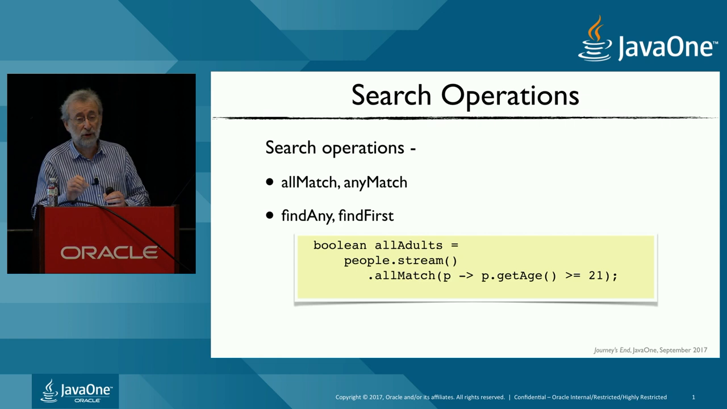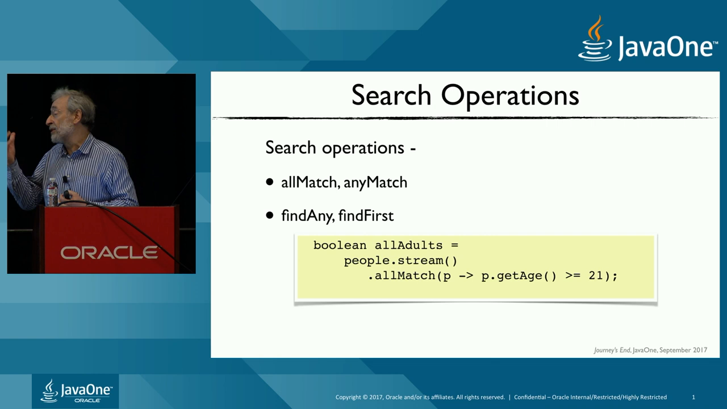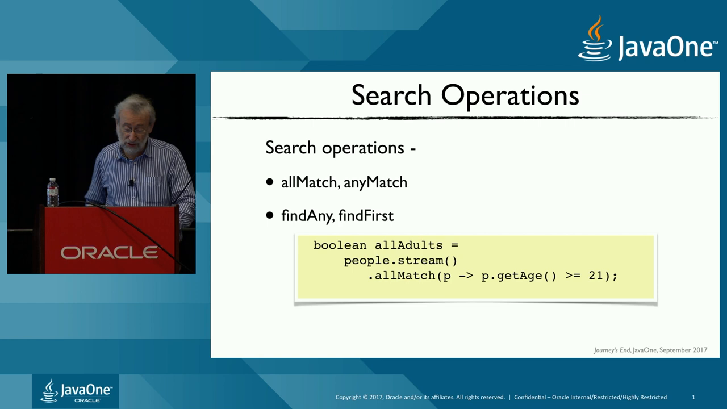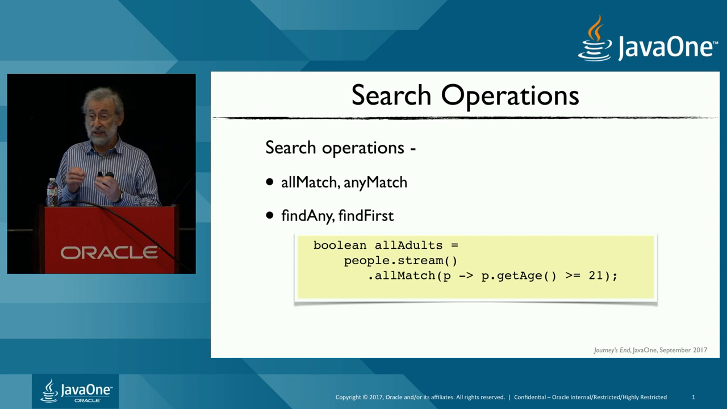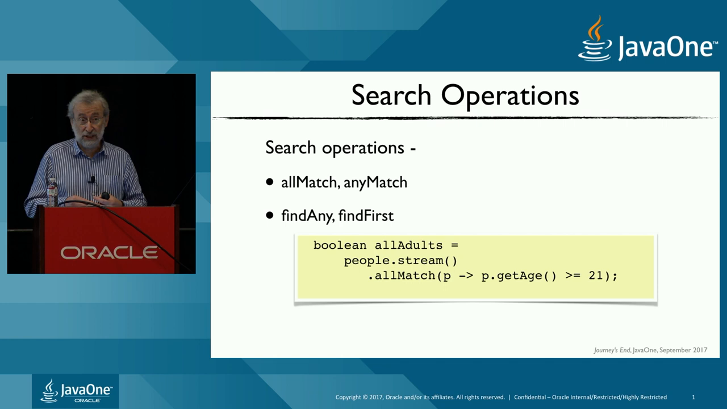So here what we're saying is we want to get back a Boolean corresponding to whether or not all of the person objects in that people list have an age field of greater than 21. And if they do, then that'll be true, and if not, that'll be false. findAny and findFirst work in something like the same way. They return an Optional because they're looking for something that meets a condition, and it might not be there, and it might be there. These things are called short circuit operations, and they're quite important from the point of view of processing infinite streams, because all of these search operations will stop when they're satisfied.